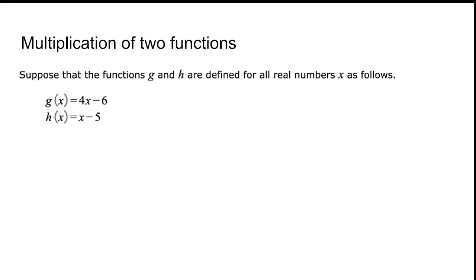And what we need to do now, again, let's go ahead and do one as a red function, one as a blue function. We're going to multiply them, so we get 4x minus 6 times x minus 5. Since in this case we have two binomials, we're going to want to multiply these two binomials, again using FOIL: first, outer, inner, last.